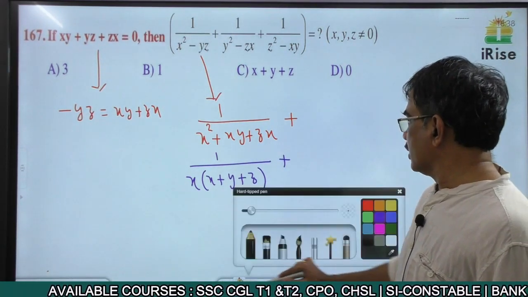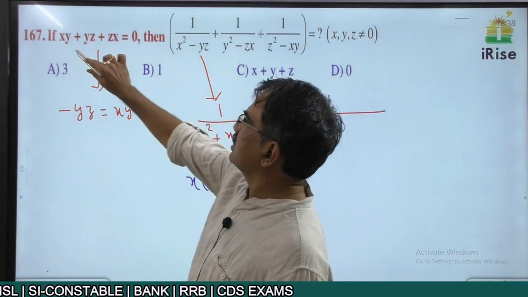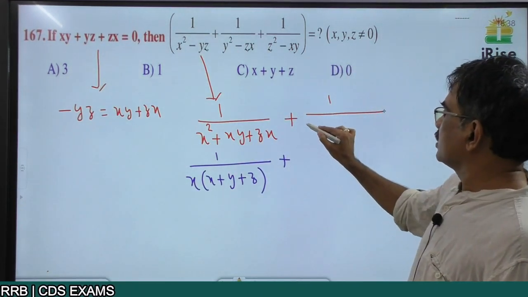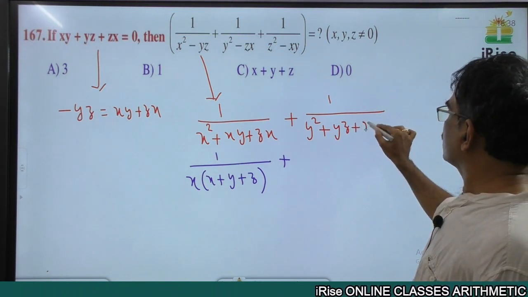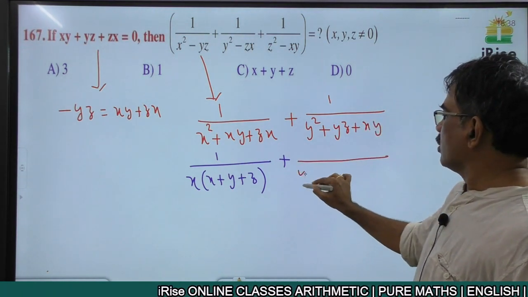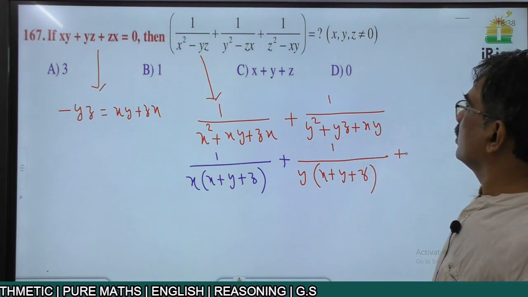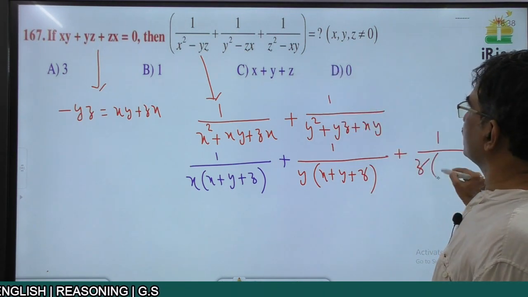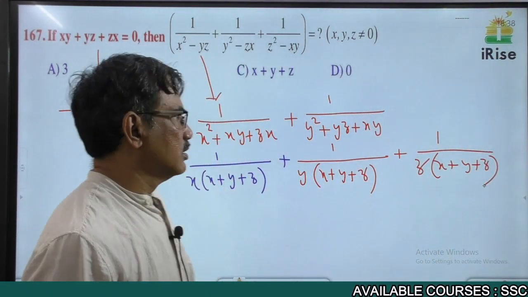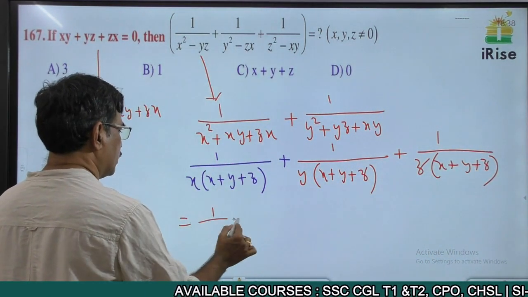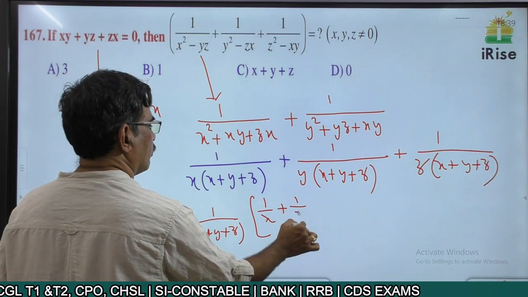Similarly, the second part can be written as 1 by y square minus zx. Minus zx is xy plus yz. So this is nothing but y square plus yz plus xy. By taking y common, we get 1 by y into x plus y plus z. Similarly, the third one can be written as 1 by z into x plus y plus z. Okay, because these are symmetric forms. Taking 1 by x plus y plus z common, we get 1 by x plus 1 by y plus 1 by z.